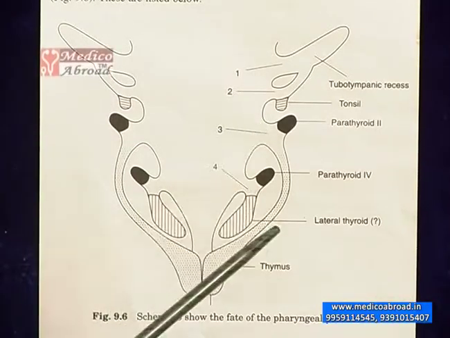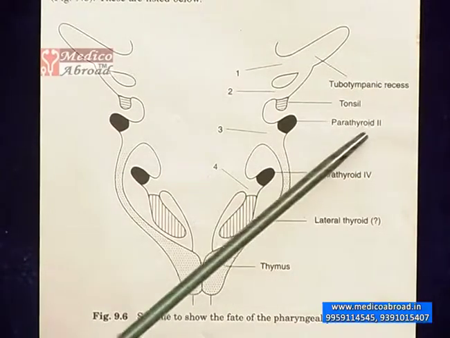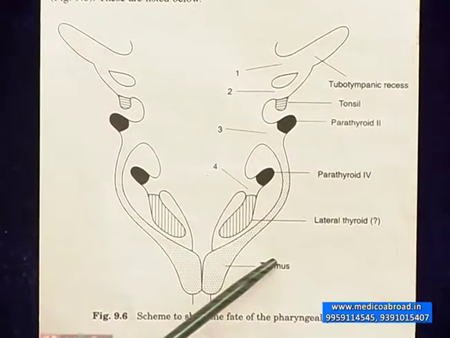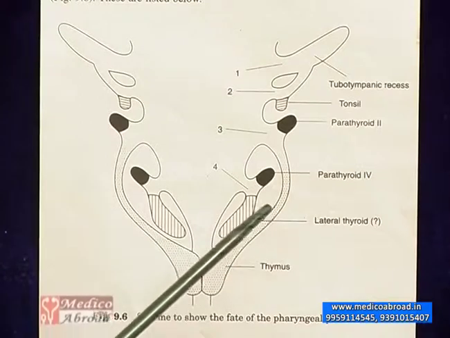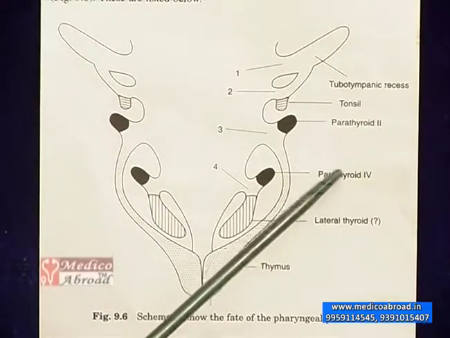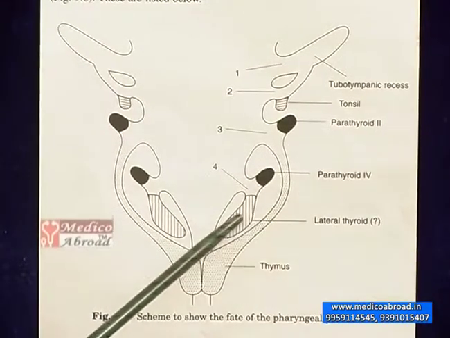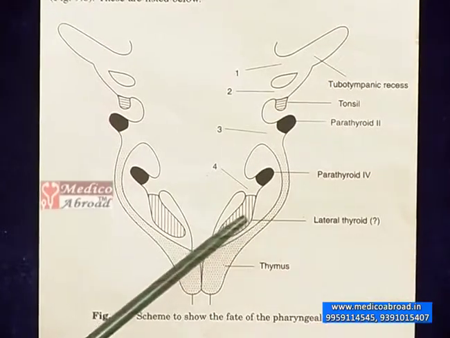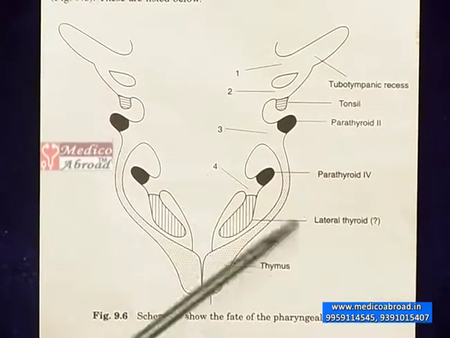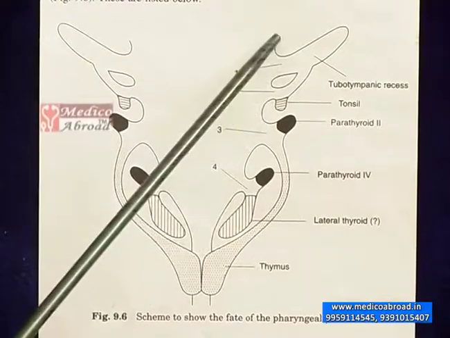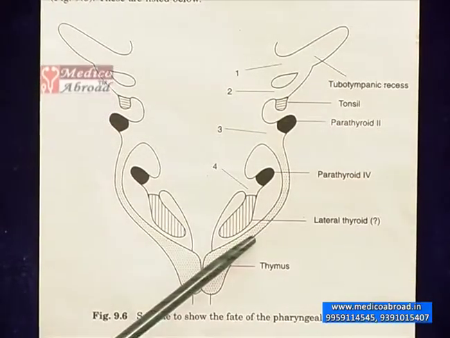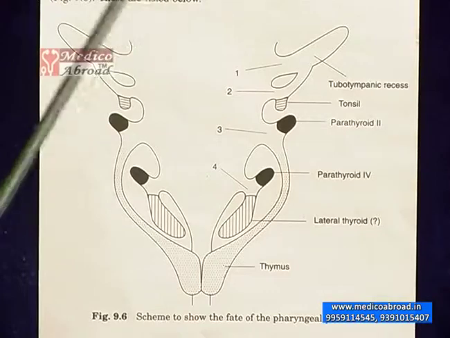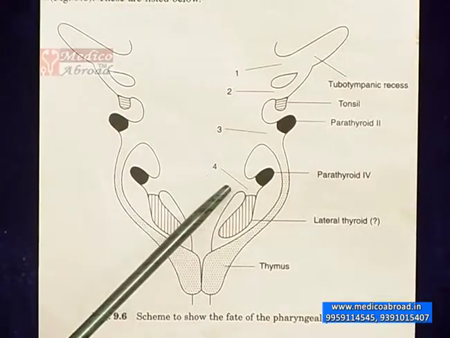Third pouch gives rise to the lower elements, that is the inferior parathyroid glands and the thymus gland, whereas the fourth pouch gives rise to superior elements, that is the superior parathyroid glands and even the thyroid gland, the lateral lobe of the thyroid gland. So these are the formation of several organs from the endodermal pouches.